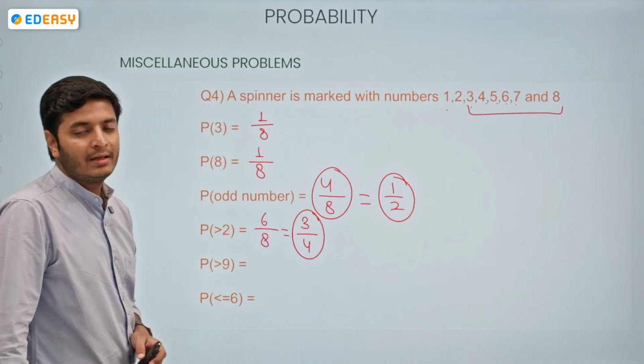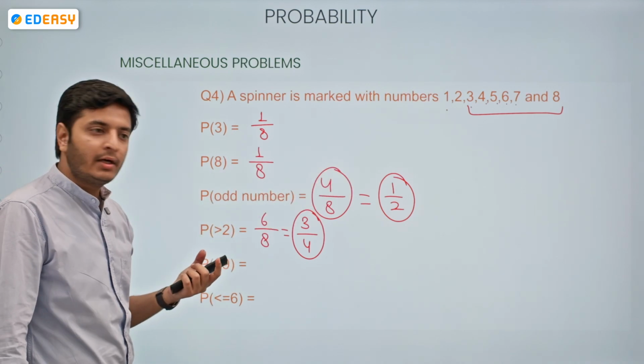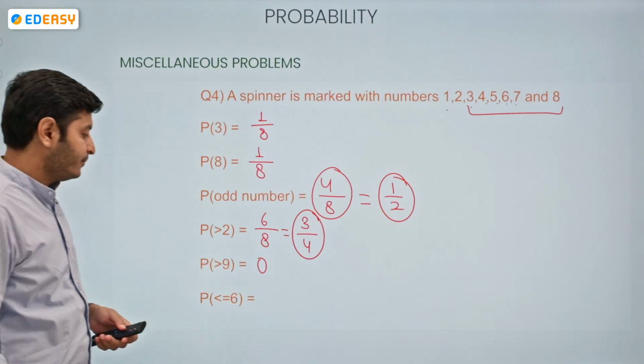Then number greater than 9. It is not possible because all the numbers are in between 1 to 8. So probability of getting a number greater than 9 is 0.